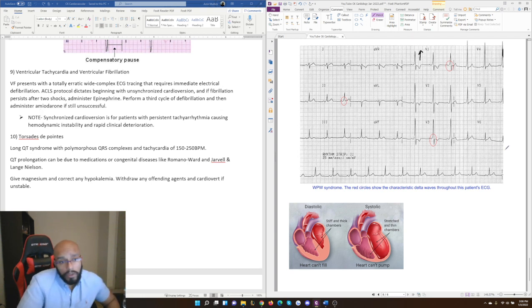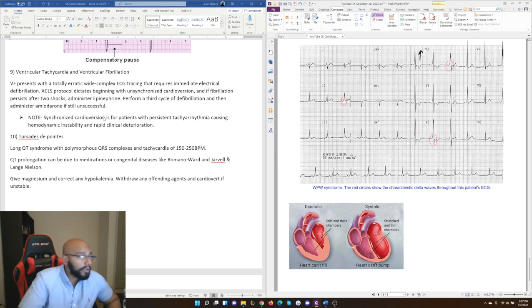There was actually a question in many Q banks where they made you answer what you would do after 2 failed cardioversions. You give epinephrine, and then after the epinephrine, a third defibrillation. And after that, amiodarone. So you have to remember epinephrine and amiodarone here.